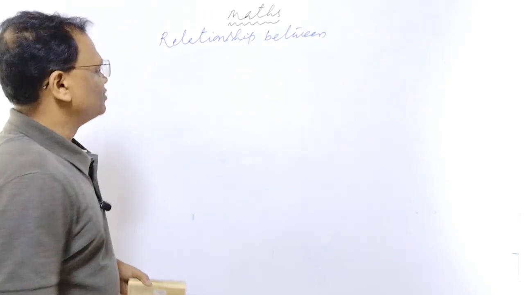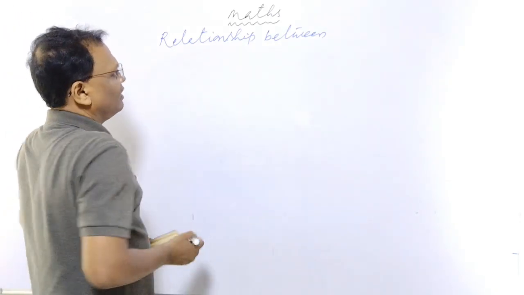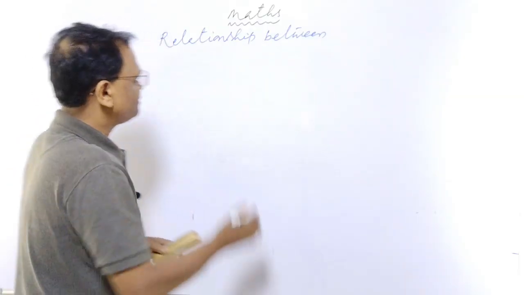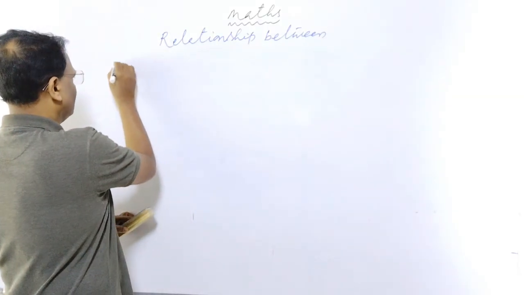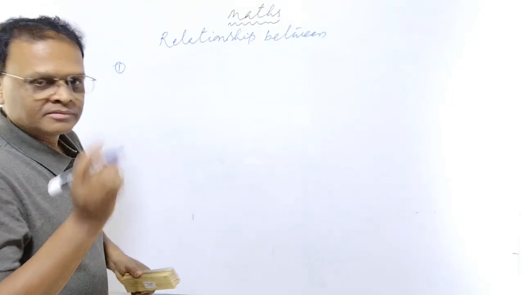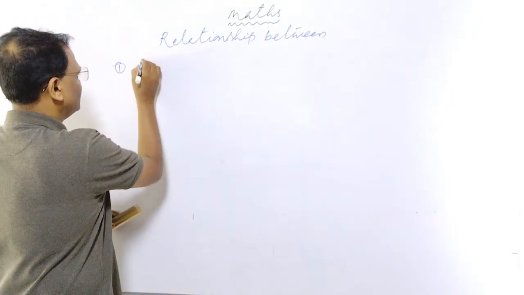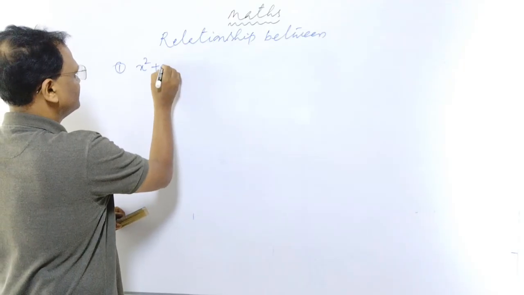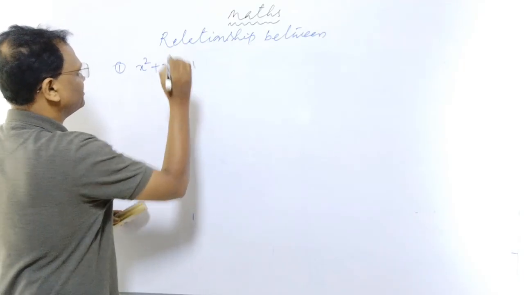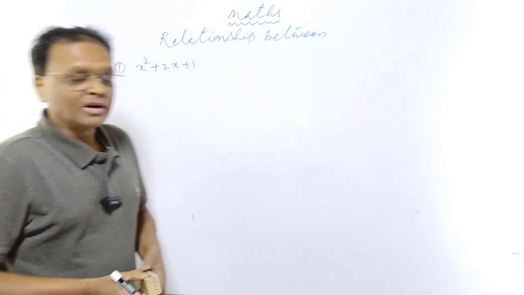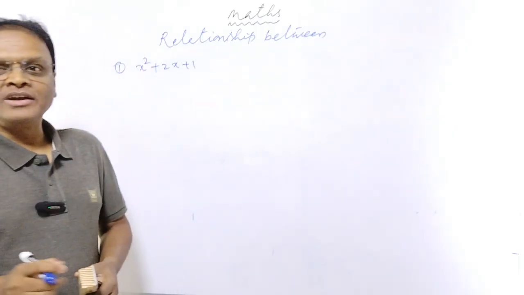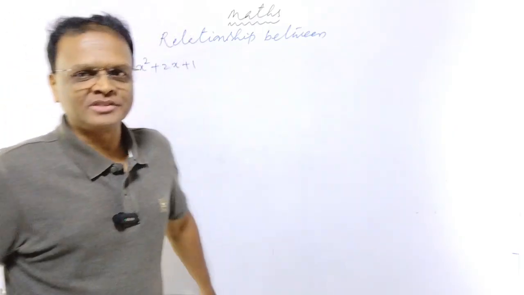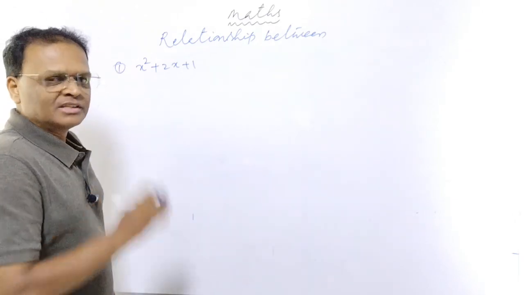Now let me take one more question. I have to find the zeros and verify the relation. Let me take x square plus 2x plus 1. What am I going to find? I am going to find the zeros and verify the relation between the zeros and the coefficients. So first I will find the zeros.